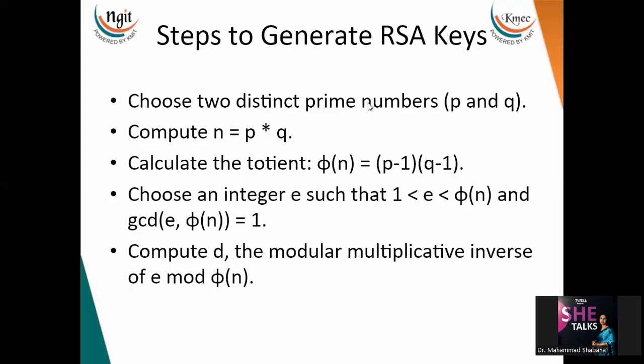These are some of the steps to generate RSA keys. Here we are choosing two distinct prime numbers P and Q. Then we compute n is equal to P into Q. Calculate the totient phi of n, which is equal to P minus 1 into Q minus 1. We are choosing an integer e such that 1 is less than e less than phi of n, and the GCD of e and phi of n should be equal to 1. We can compute d also, the modular multiplicative inverse of e mod phi of n.